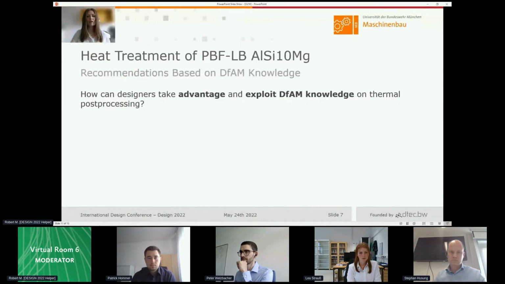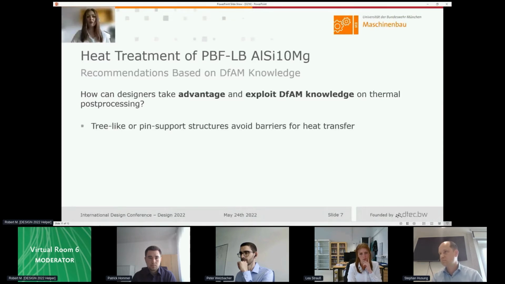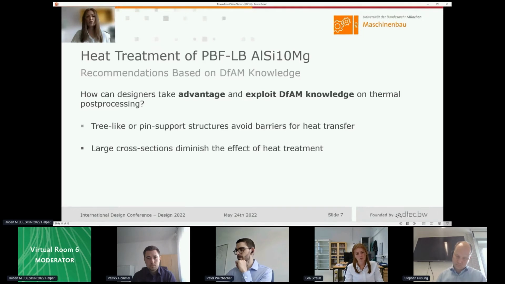As a consequence of our study, we concluded the following regarding our second research question. How can designers take advantage and exploit DFAM knowledge on thermal post-processing? Well, when thermal post-processing is performed on AM aluminum, we recommend first, in order to avoid barriers for heat transfer like quenching, tree-like or pin support structures should be used. Also, you should bear in mind that large cross-sections diminish the effect of heat treatment, especially for quenching. This should be taken into account, particularly for topologically optimized bodies.